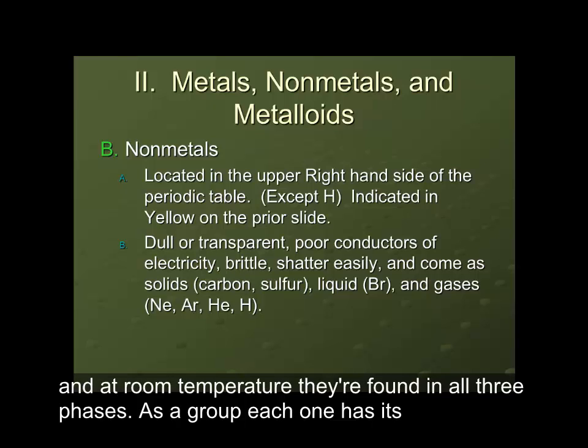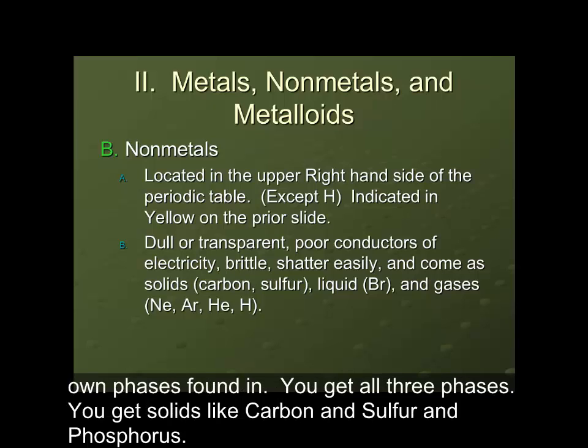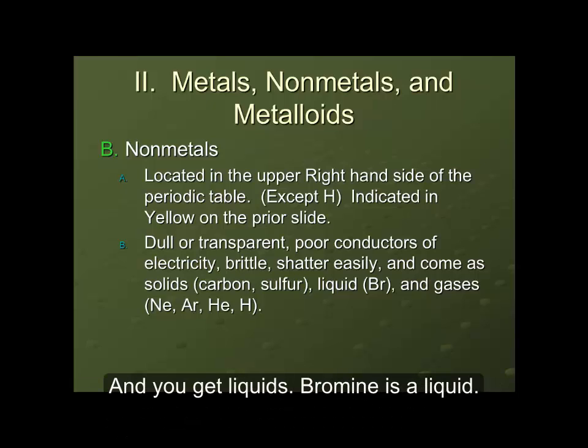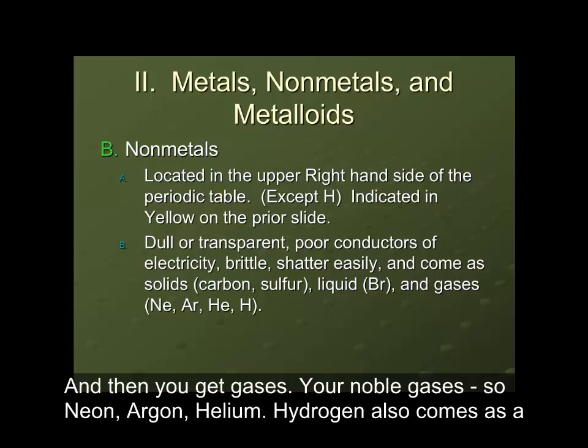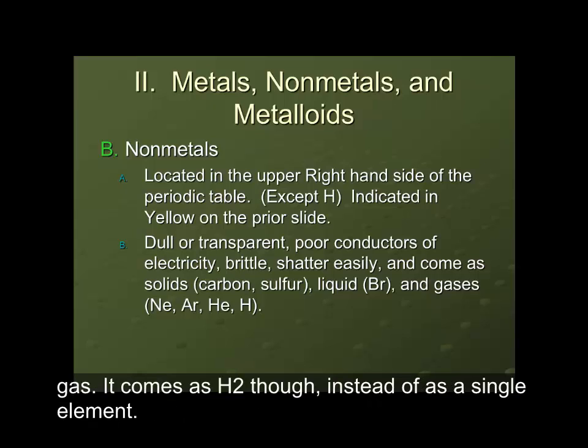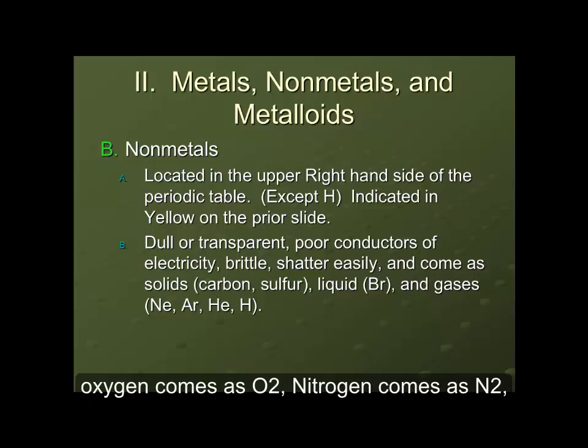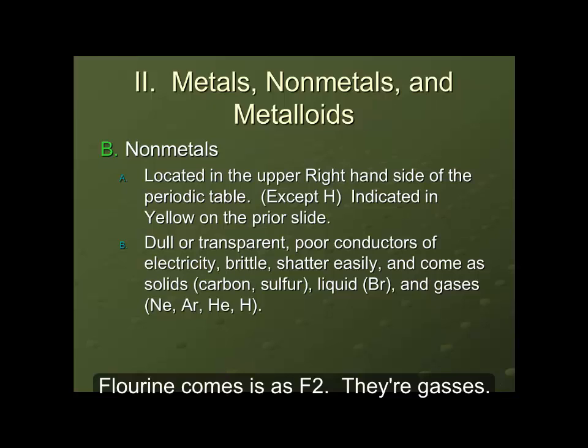And at room temperature, they're found in all three phases as a group. Each one has its own phase that it's found in, but you get solids like carbon and sulfur and phosphorus. And you get liquids. Bromine is a liquid. And then you get gases, your noble gases, so neon, argon, helium. Hydrogen also comes as a gas. It comes as H2 though, instead of as a single element. Oxygen comes as O2, nitrogen comes as N2, fluorine comes as F2. They're gases.